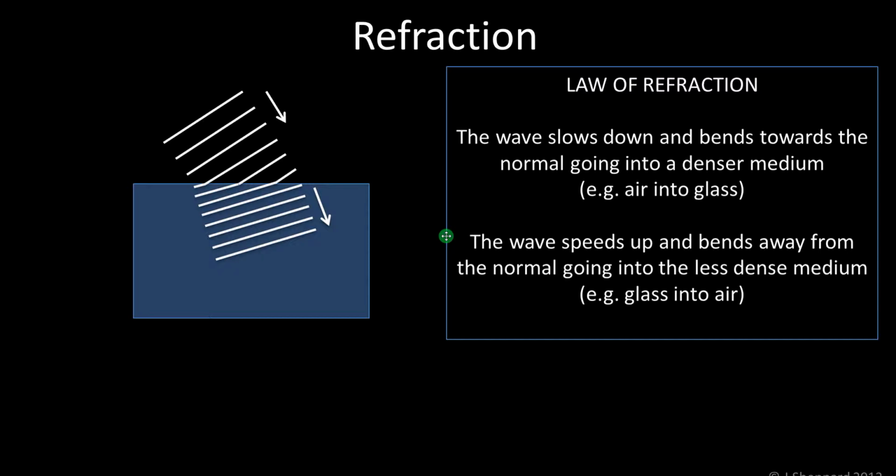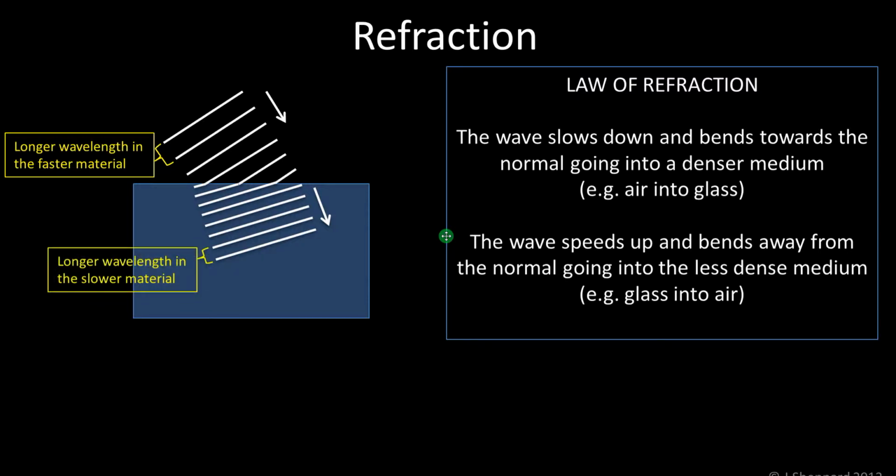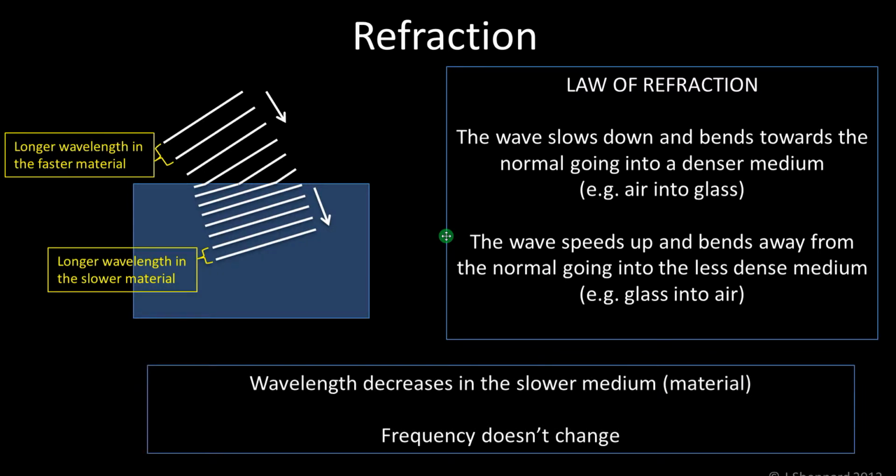But this diagram also shows us that in addition to the slowing down and the change of direction, we also get something else going on, which is the shortening of the wavelength. You can see the wavelength, the peak-to-peak distance, is labelled there in the air part, and it's labelled in the glass, and you can clearly see that in the glass the wavelength is shortened because of this change of direction. So wavelength decreases in the slower medium.